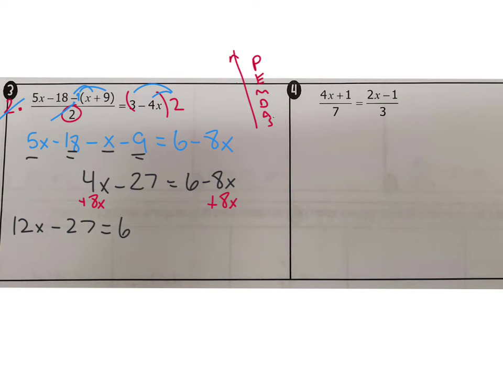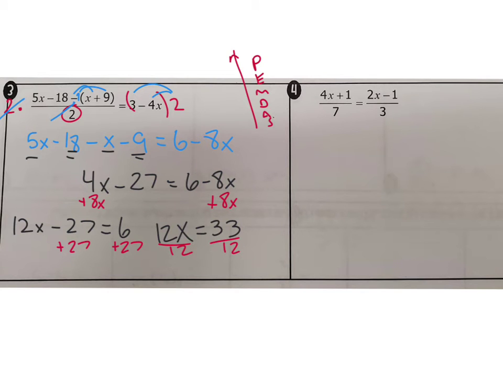Now I'm going to add 27 to both sides, because now I'm finally on the solve part. So now that I'm on the solve part, I get rid of the subtraction first. I end up with 12x equals 33. Now I divide both sides by 12.